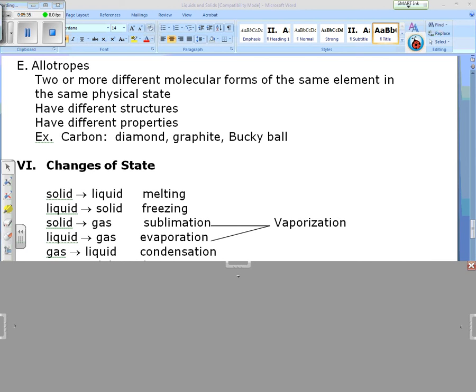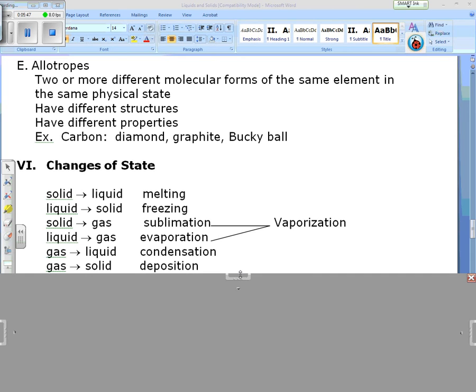And then the last one is gas to a solid. This is the opposite of sublimation. And this, again, may not be one that you know. It is called deposition. Basically, the gas deposits a solid.